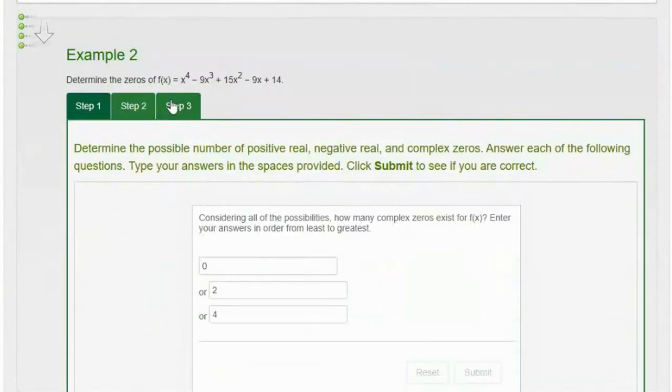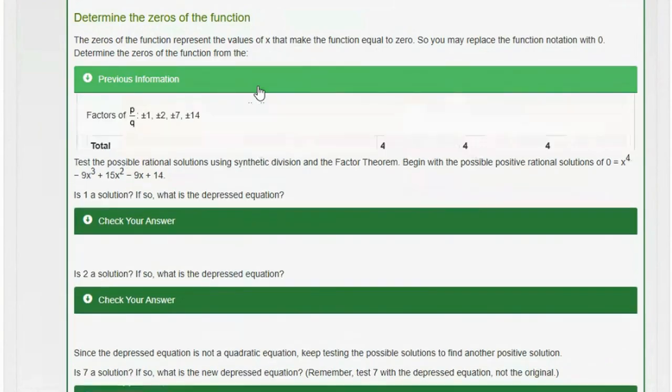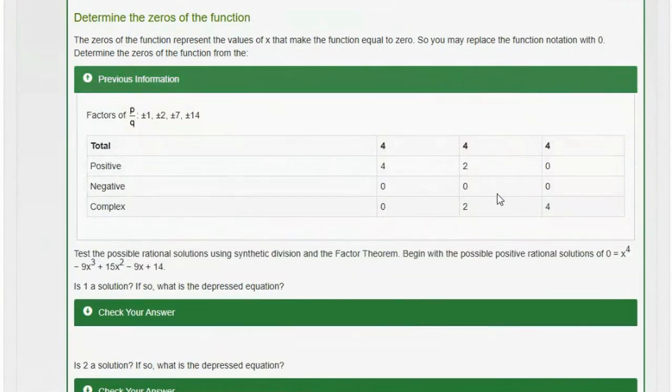So step 3, determine the zeros. So the zeros of the function represent the values of x that make the function equal to 0. So you can replace the function notation with 0. Determine the zeros of the function from the previous information, right? We know these possible factors are 1, 2, 7, and 14. We have already ruled out the negatives. It's not going to be -1, -2, -7, or -14 because Descartes already ruled that out for us. There are no negative numbers.